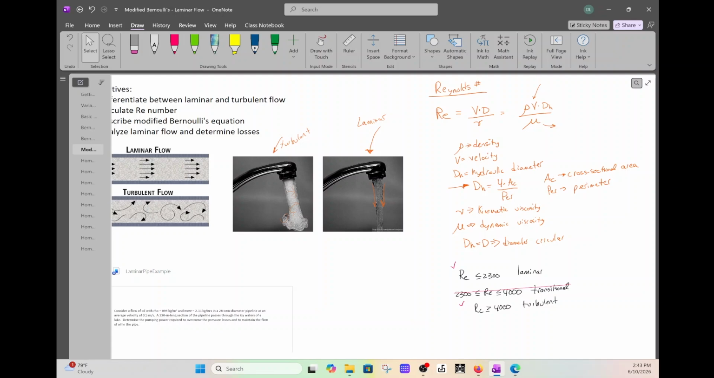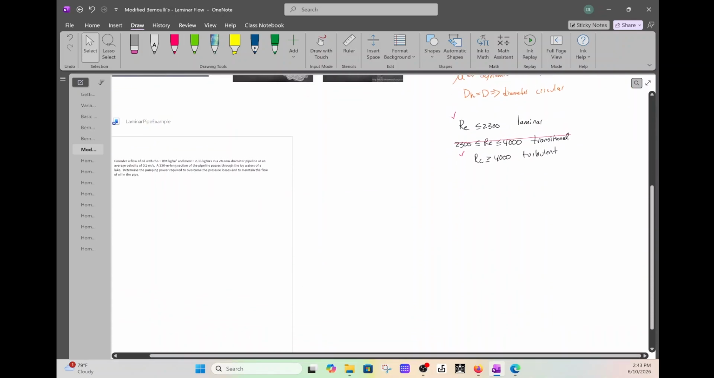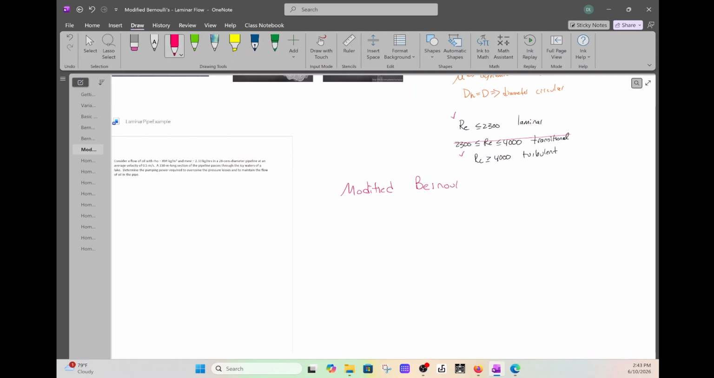And the next thing is we can now utilize all of that with a modified Bernoulli's equation to calculate what we need to move this liquid in a pipe. Okay, so let's talk right here, and we'll do the practice problem after. Modified Bernoulli's equation.